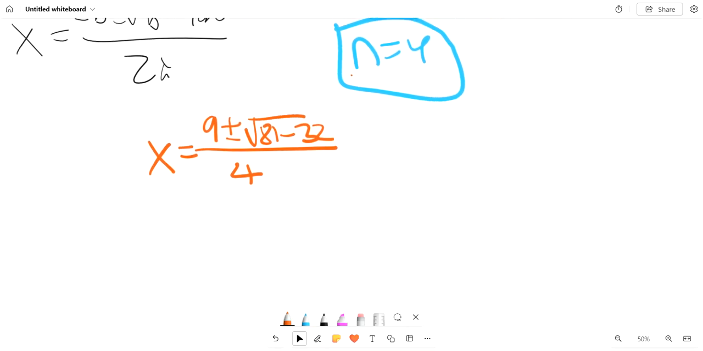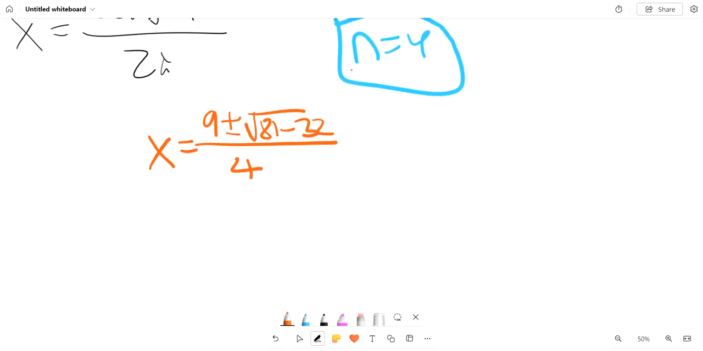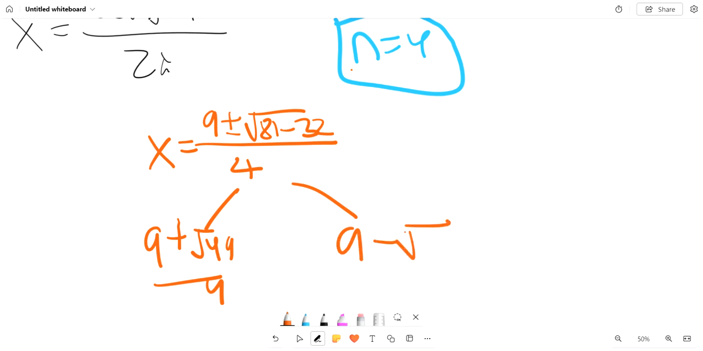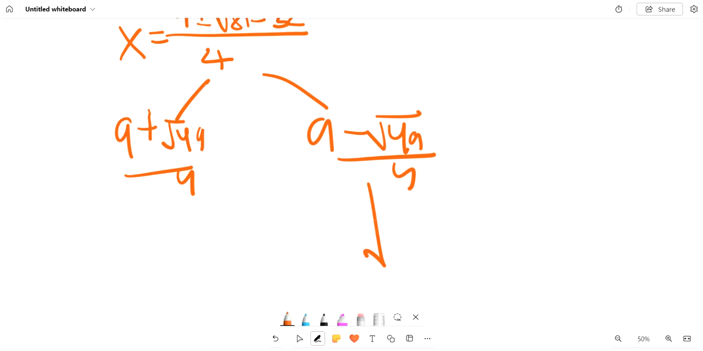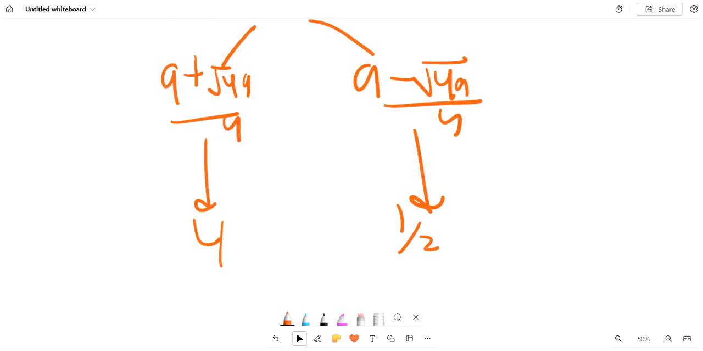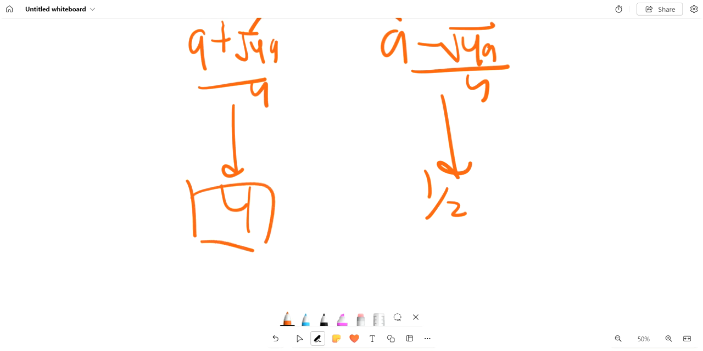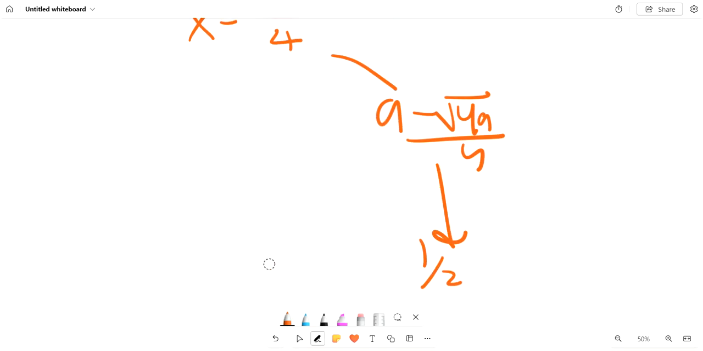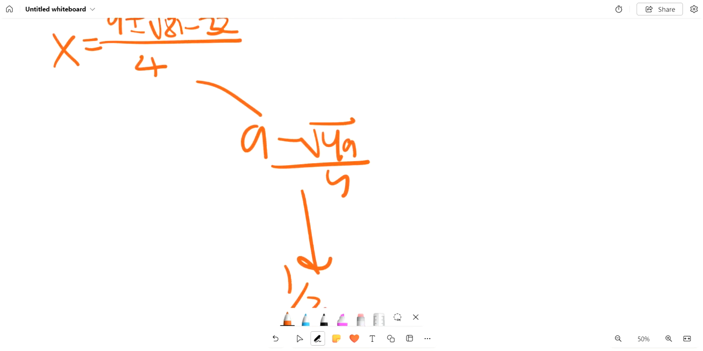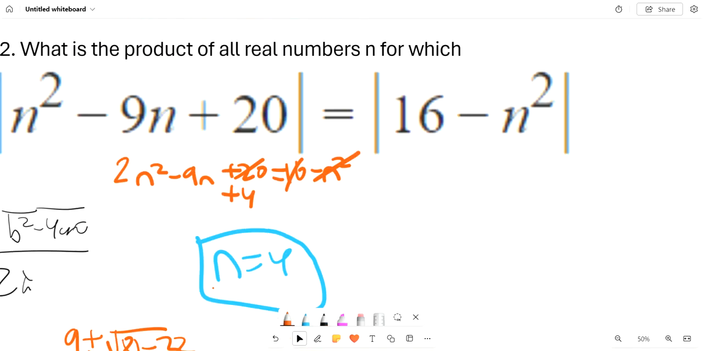So we can split this into 2 cases where it goes to either 9 plus square root 49 over 4 or 9 minus square root 49 over 4. This we can simplify to 1 over 2, and this we can simplify to 4. Since we already know 4 works, we just cancel out this whole case, and we're left with this. So let's check if 1 over 2 works.